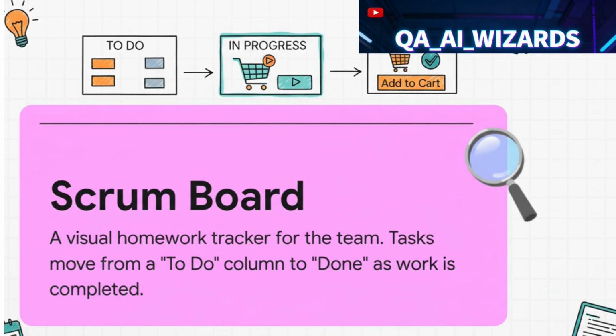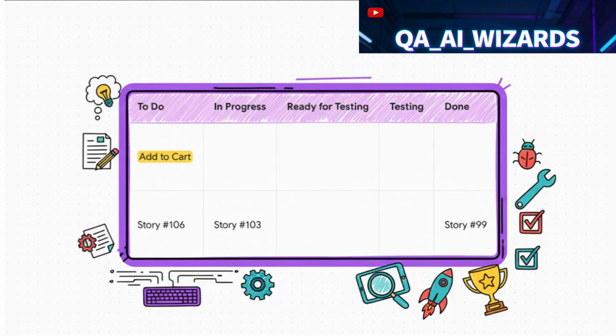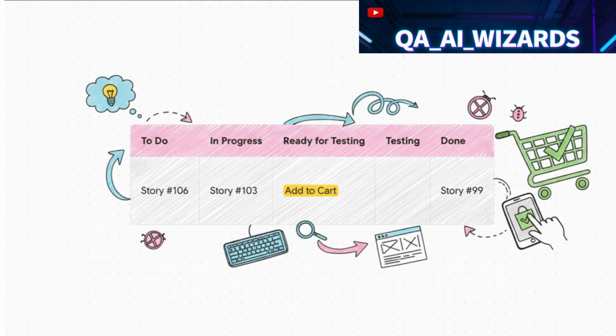As you work on it, you literally move it across the board, from the to-do column to in progress, and finally to done. It makes the status of the entire project visible to everyone, all at once. So here it is, our Add to Cart feature at the very beginning of the sprint. It's just a ticket sitting right there in the to-do column, waiting patiently for a developer to pick it up and get started.